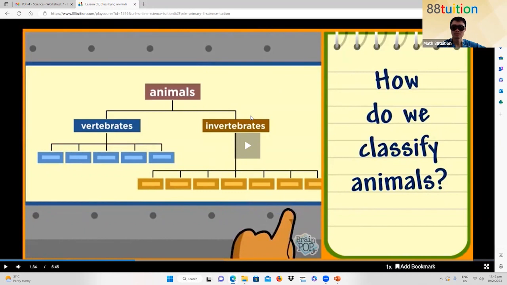Okay, so invertebrates and vertebrates. So look at the vertebrates. There are many kinds of vertebrates which you're going to study later on, and there are also many kinds of invertebrates that you need to study.